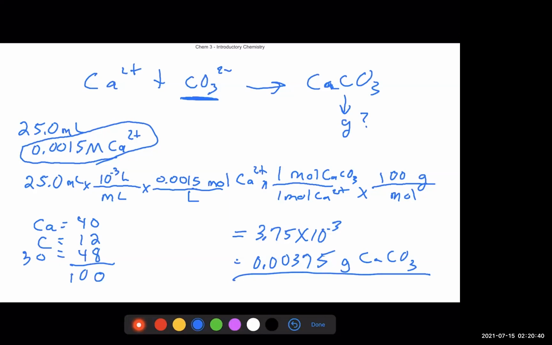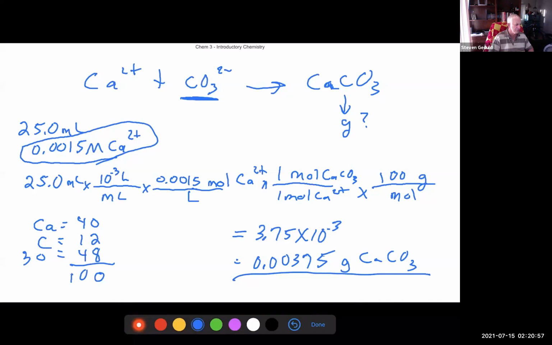Let's see where we're at. All right, let's do one more, and this time we'll put different rules into position here. We'll do molarity, and some more gas laws that we learned. So this is example 11.3 in your book. And this will finish the chapter, I think.